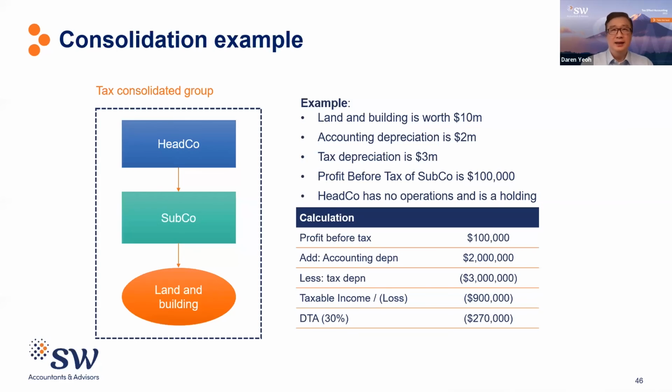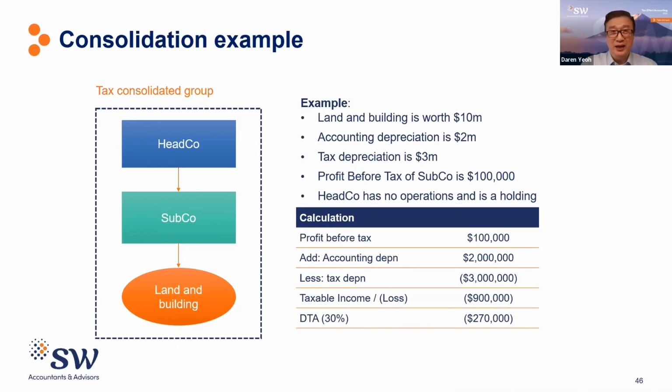Okay, so let's look at a simple example. Firstly, assume that the head company does not have anything, no P&L within it. It is a simple dormant holding company. The subsidiary has land and building worth 10 million. And let's say accounting depreciation is 2 million and tax depreciation is 3 million. So accounting depreciation is less than tax depreciation. So this will reverse as more taxes in the future. So you have a deferred tax liability as a result of that.